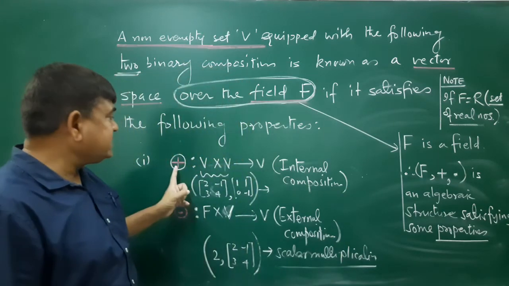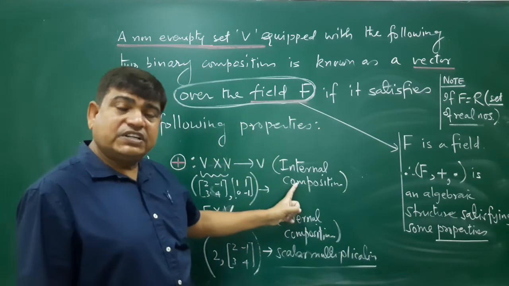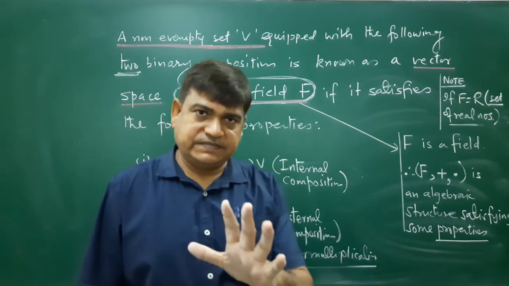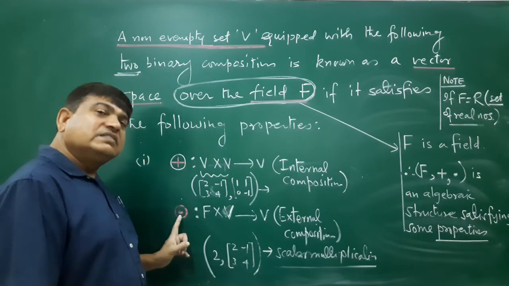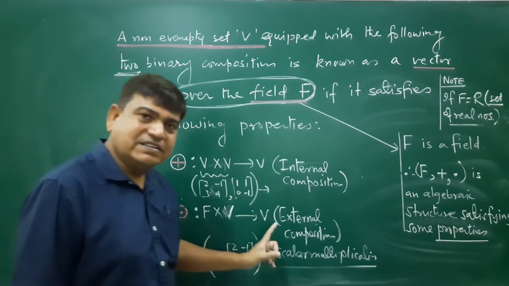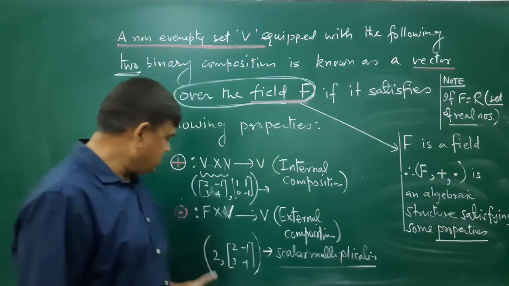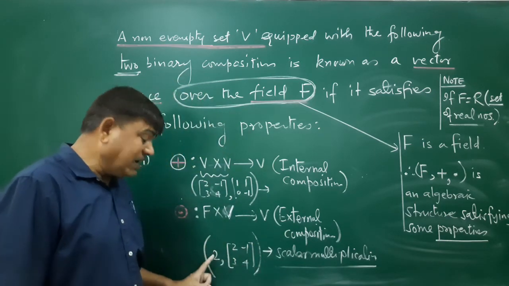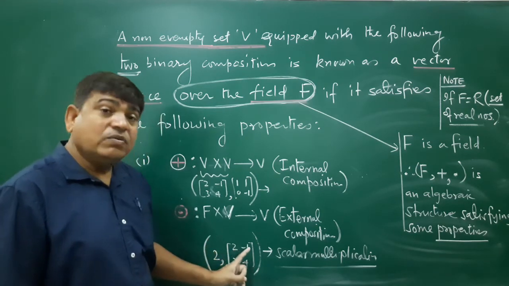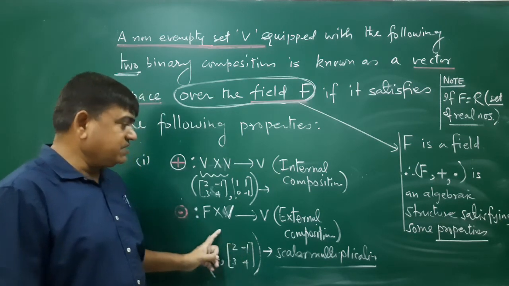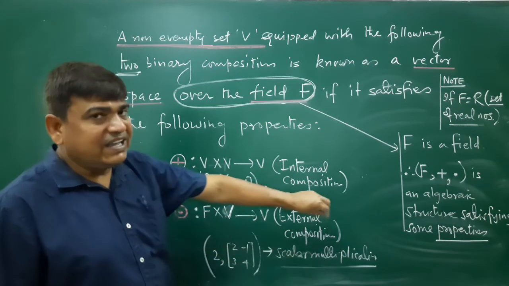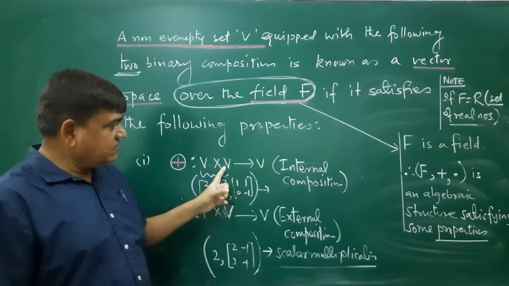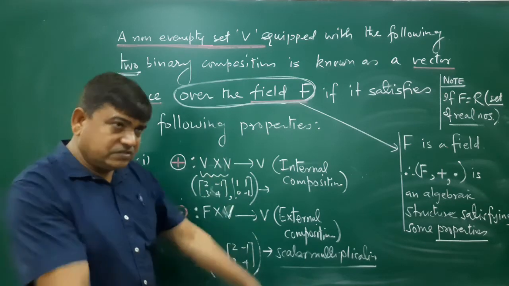Okay, so here it is internal composition. This is addition. So we will say it is addition of vectors. Here we say scalar multiplication. Scalar multiplication means one scalar and one vector. Again I am telling you, one scalar means one number and one vector. So if we use this operation, the answer is again in V. So this composition is closed. This composition is also closed.